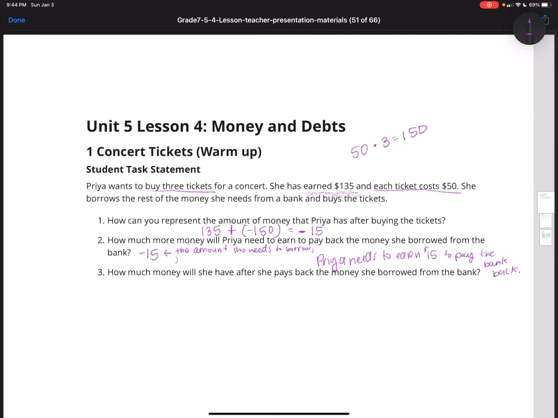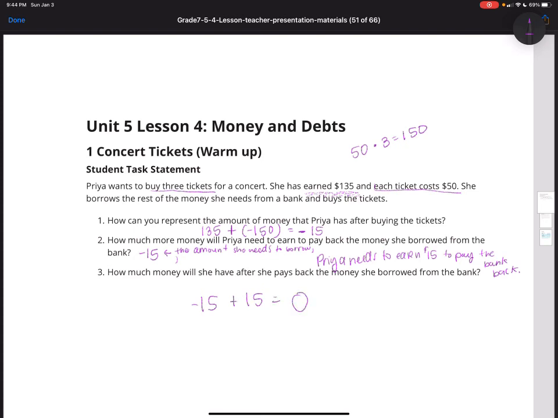Now, I really don't care for this question, but I'm going to clean it up for you guys, depending on how the books want us to answer it. All right. Basically, it's trying to say, well, after she borrows the money from the bank, which would be negative 15 from her pockets, and she earns $15, she will have $0 left.